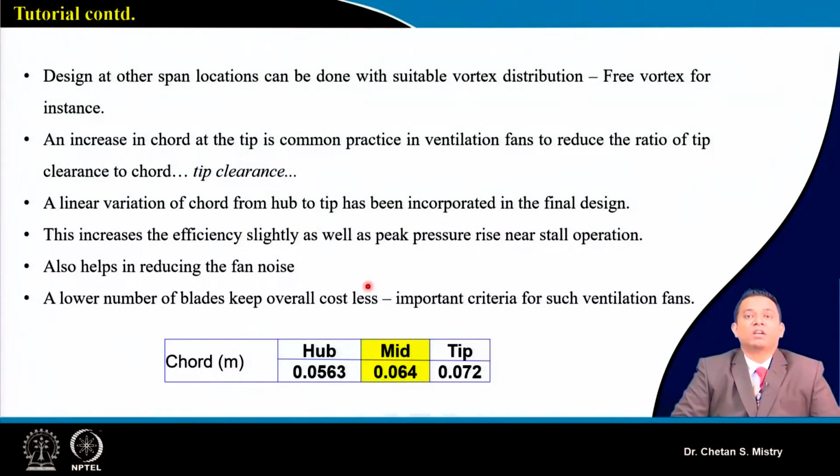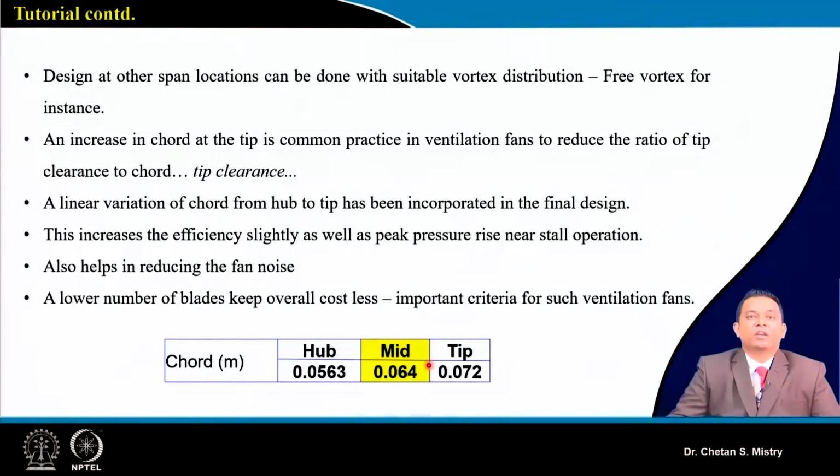That's what has been done by using the CFD tool. But at this moment, we are considering the variation of chord from hub to tip. Here, at the mid station we have done our calculation for the chord, and that is coming to 0.064, and we will be varying it linearly from hub to tip. That represents the variation of the chord length from the hub to the tip region.